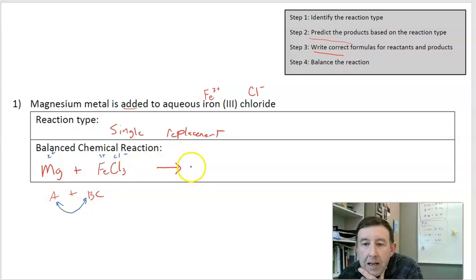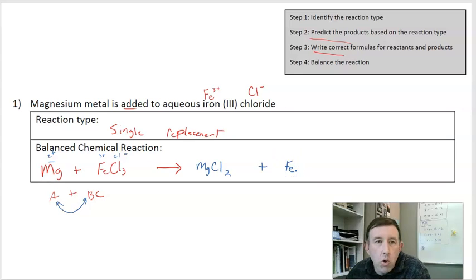So I'm going to form magnesium chloride. Now, because magnesium is a +2 and chloride's only a -1, that means I need that little 2 there. That's review, by the way. I'm not going to overly explain that right now. And we will be left with iron metal by itself.